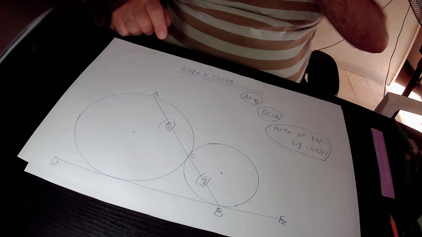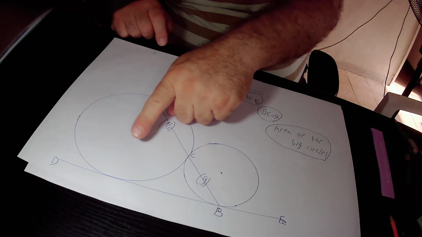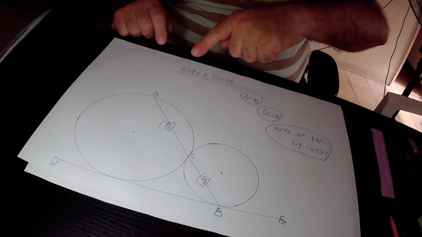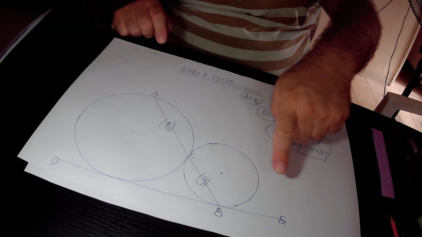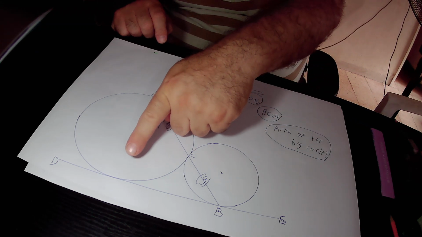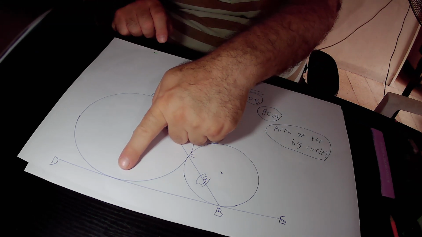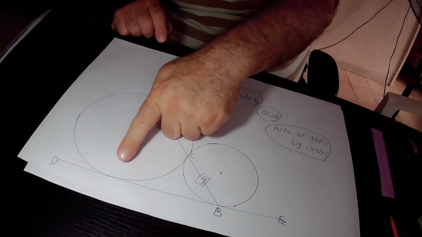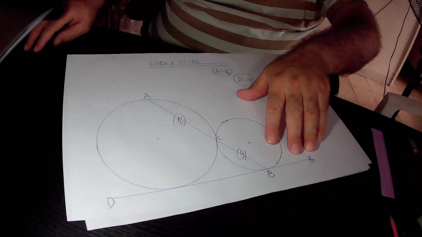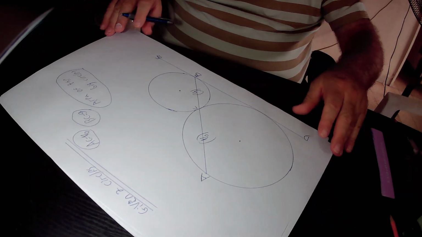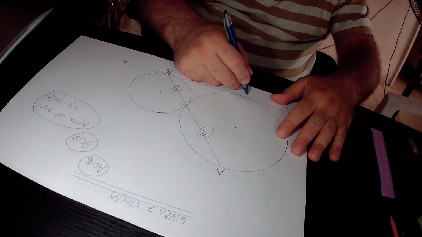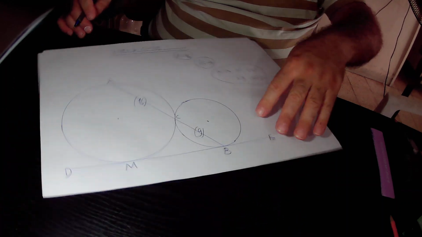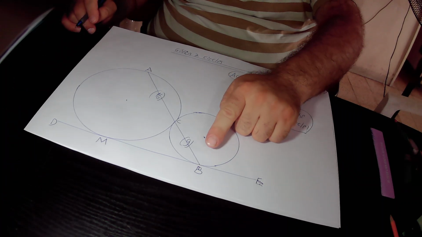In addition, we know that this is tangent DE, that is tangent to this small circle at point B. And tangent DE is also tangent to the big circle at this point. So we define the point of tangency of tangent DE with this big circle as point M. And we focus on this point, point B.